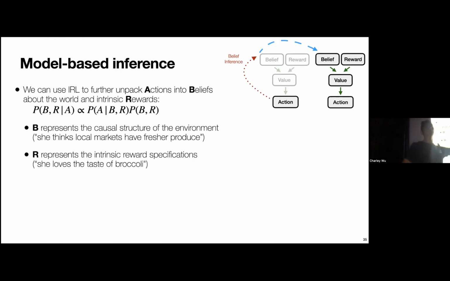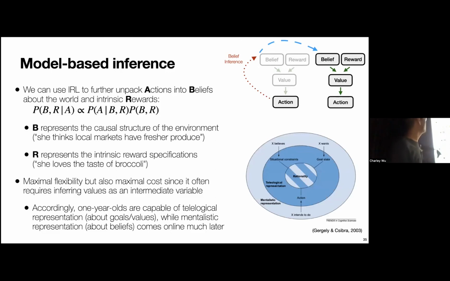That individual has their own reward preferences, right? And if you combine these beliefs and rewards together, we get something that represents the value that person has. And then from value, we can then get to actions by forming a policy. Now, this type of model-based inference is more complex than value inference because often we have to go through value to infer beliefs and rewards.